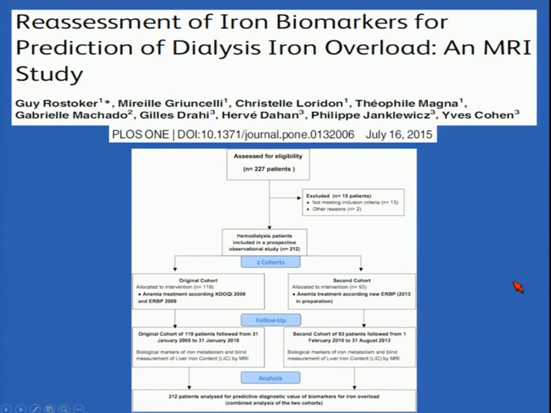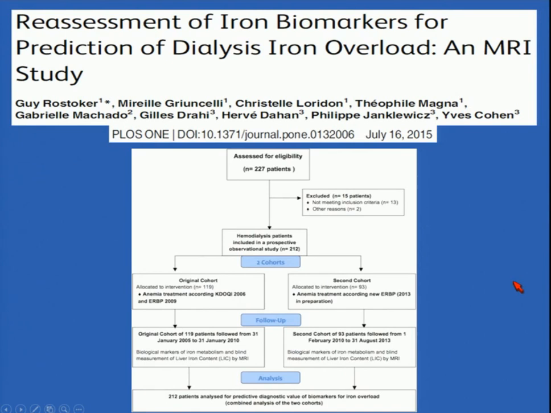There was a European best practices publication in 2013 that significantly decreased the targets for both transferrin saturation and ferritin. Prior to 2013, Europe went with the KDIGO guidelines that recommended a ferritin target of 300 to 500 and a TSAT target of greater than 30. In 2013, I guess as part of this concern of iron overload, they made much more conservative guidelines and actually recommended that the transferrin saturation be maintained less than 30 and that the ferritin be maintained less than 300.